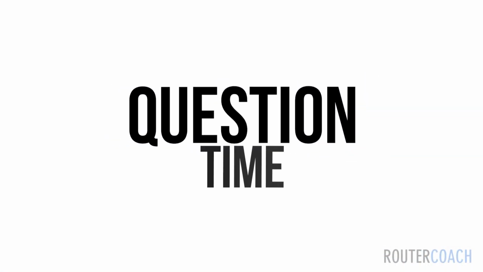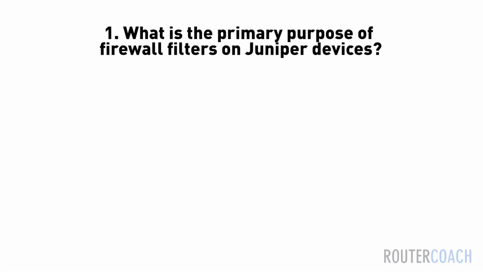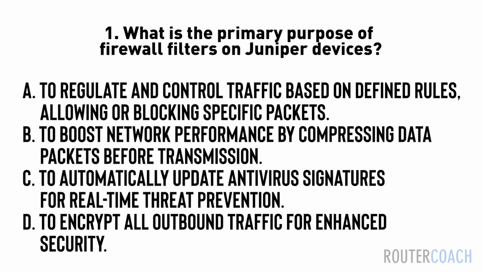It's question time. Question 1. What is the primary purpose of firewall filters on Juniper devices? A. To regulate and control traffic based on defined rules, allowing or blocking specific packets. B. To boost network performance by compressing data packets before transmission. C. To automatically update antivirus signatures for real-time threat prevention. D. To encrypt all outbound traffic for enhanced security. The answer is A.